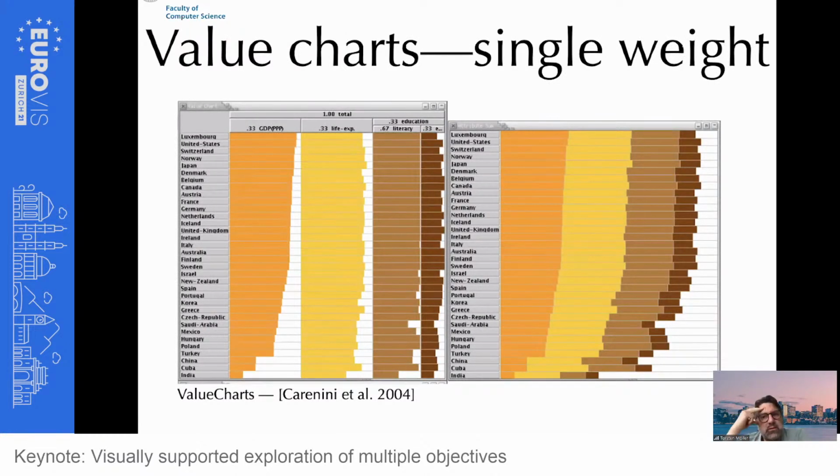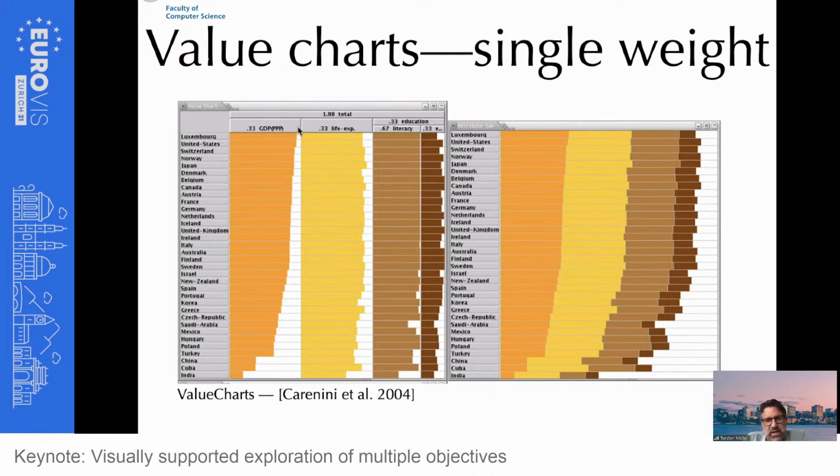One of the earliest works is by Carenini et al. in 2004. It's called value charts, where the idea is that you set a particular weighting. In this particular example, you're ranking different countries, and you give a third of the weight to the GDP, a third of the weight to life expectancy, and a third of the weight to education. And again, education is recursively weighted based on different objectives.